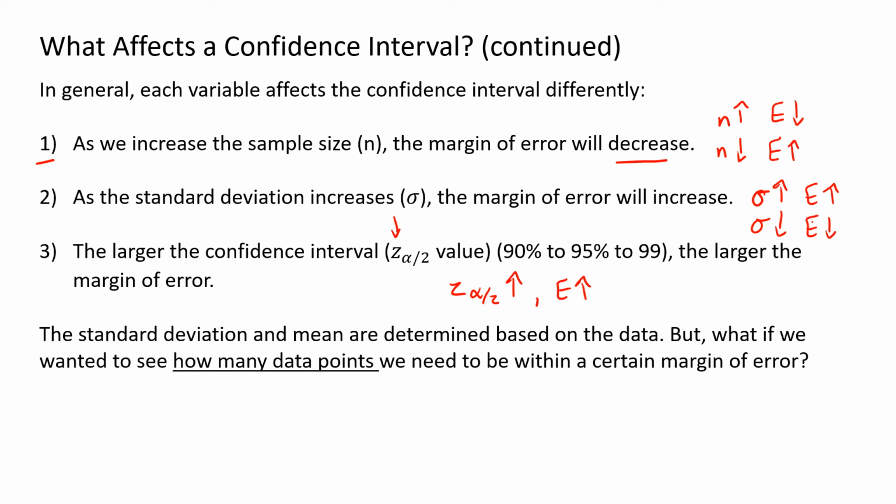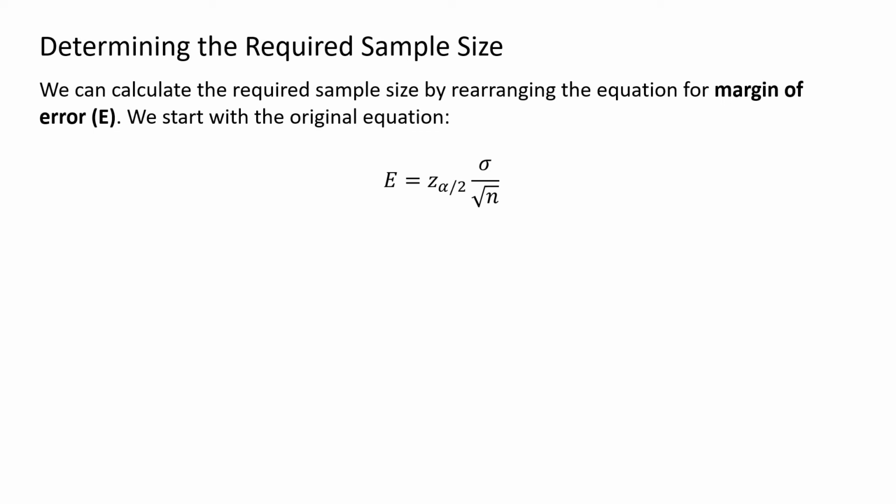So now we look at this and we say, well, what if we're trying to design a certain type of quality control? And we want to know how many data points, or in other words, samples, n, we need to be within a certain margin of error. Well, if we start with our margin of error formula, we can solve for our value of n. My first step is I'm going to move that root of n to the left side of the equation, and I do that by multiplying both sides by the square root of n.